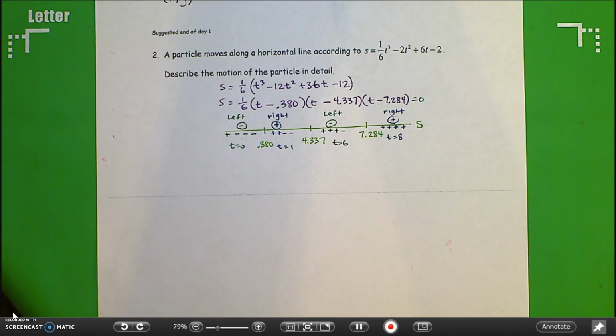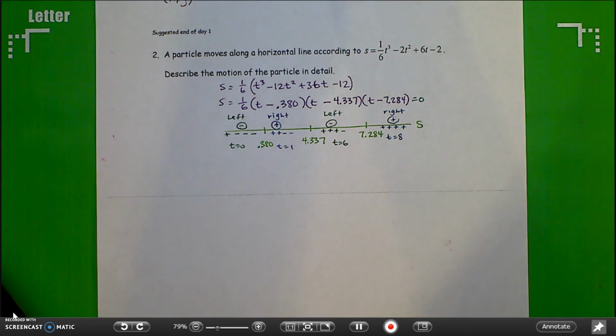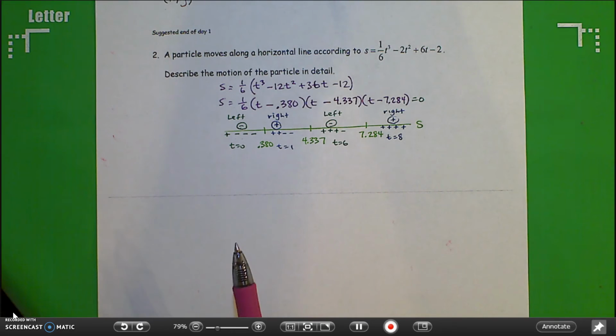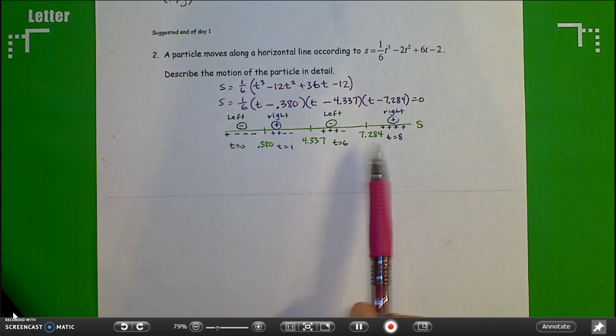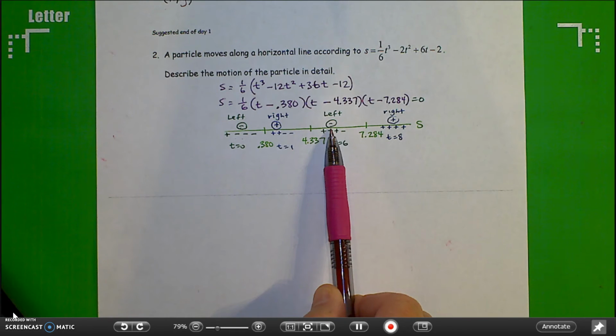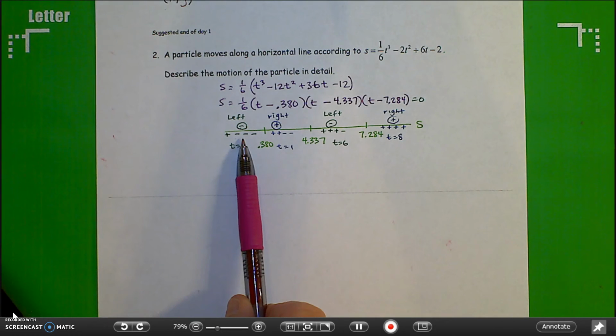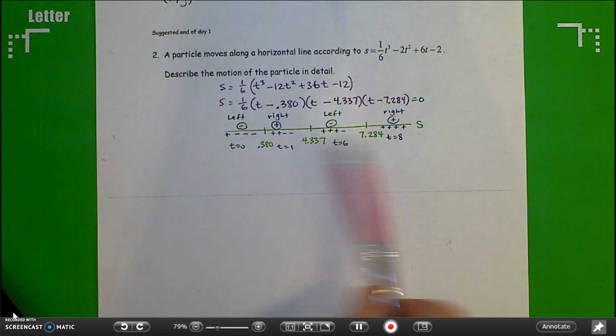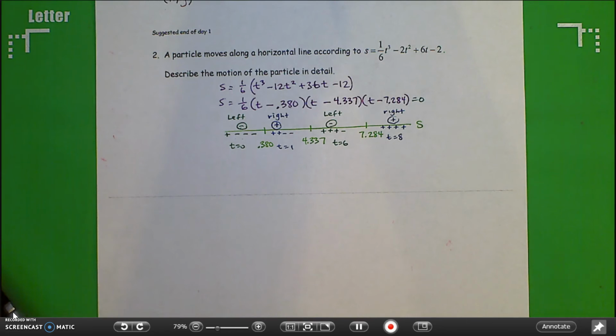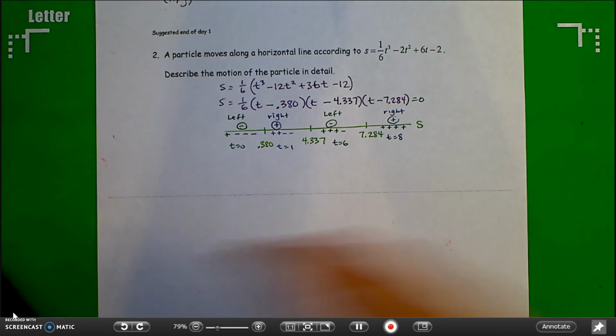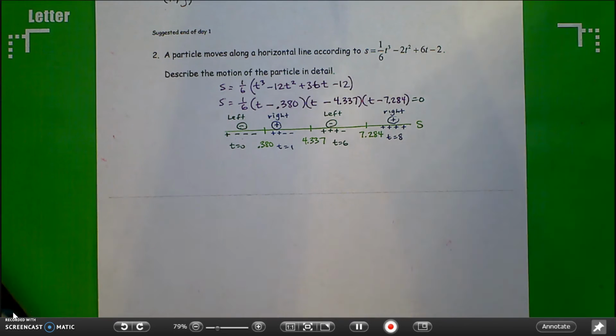So at any point in time with this sign analysis, I could see where the particle is with respect to the origin. At any point in time, 5 seconds, it's going to be left of the origin. At 0.25 seconds, left of the origin. At 10 seconds, right of the origin, and so forth. Okay, so that'll describe part of the particle's motion.